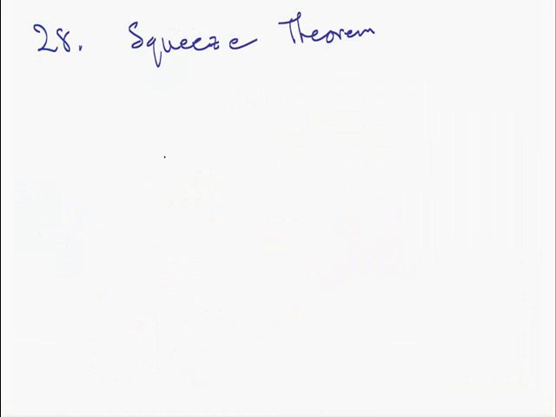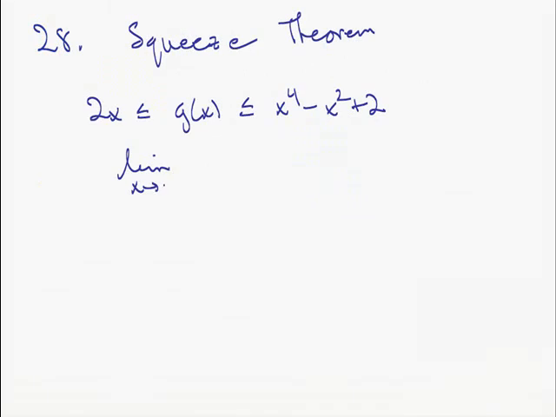I want to say a couple of words about number 28. We're going to be using the squeeze theorem here. It says that if 2x is less than or equal to some function g of x, which is less than or equal to x to the 4th minus x squared plus 2, we want to evaluate the limit as x approaches 1 of g of x.